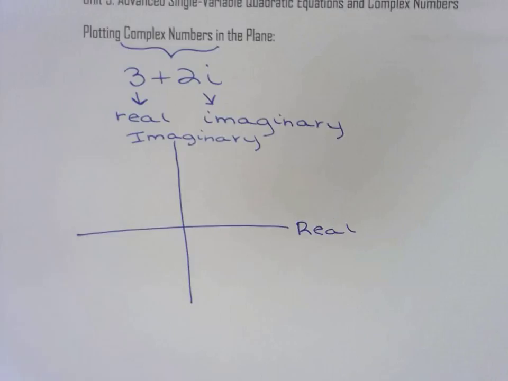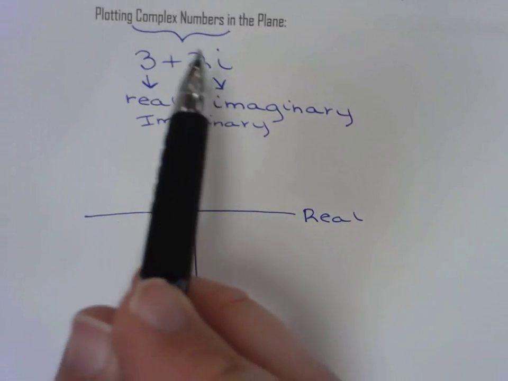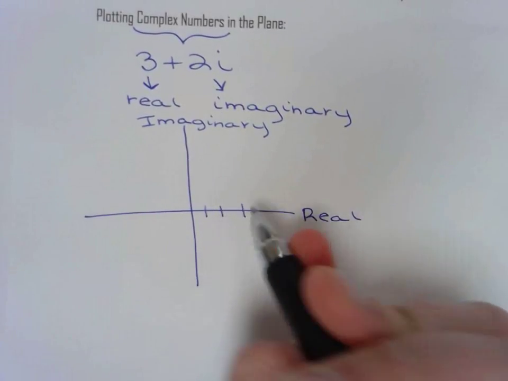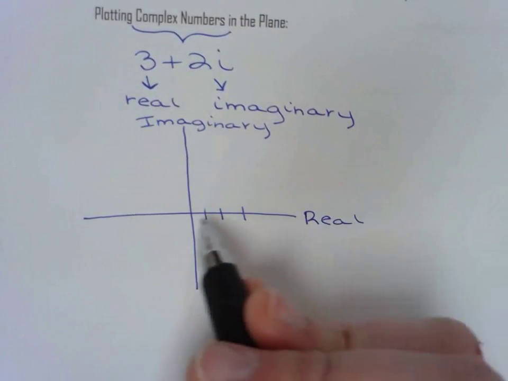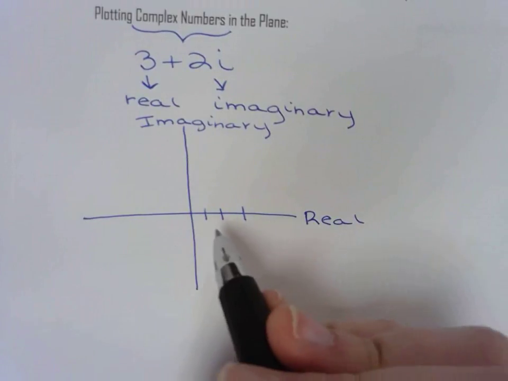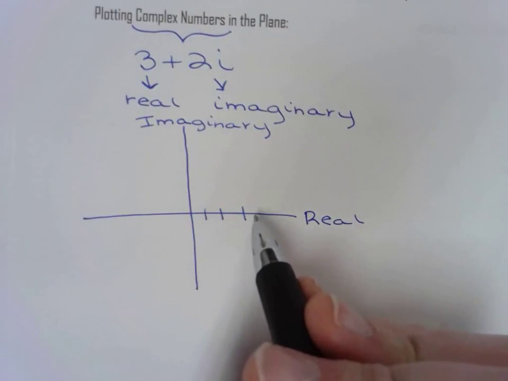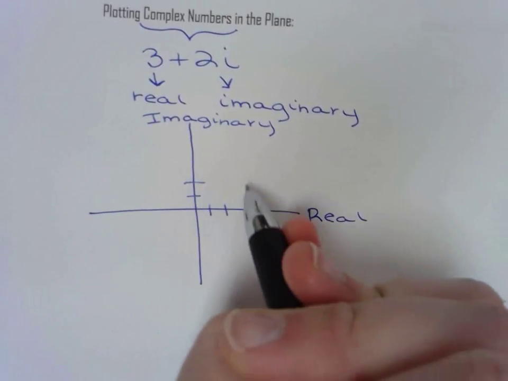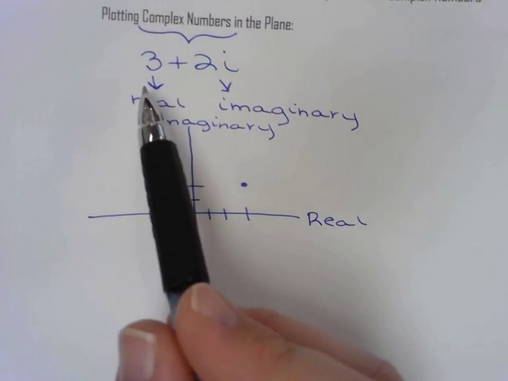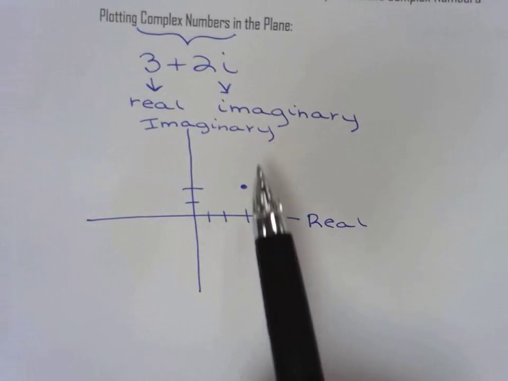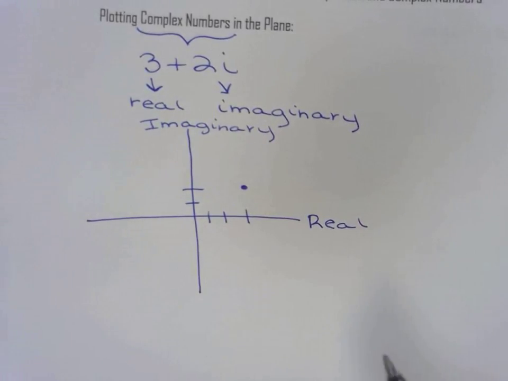To graph this, all you do is you say, well, my real part, what's the real part of this complex number? 3. So we're going to go right 3. Just like we would on a normal xy, if your x value was 3, you'd go right 3. That's the same thing. My imaginary part is 2, so I'm going to go up 2 and put a point. That is it. Do not make this harder than it is. Your real part is a positive 3, so you go right 3. Your imaginary part is a positive 2, so you go up 2 and put a point, and that's it.